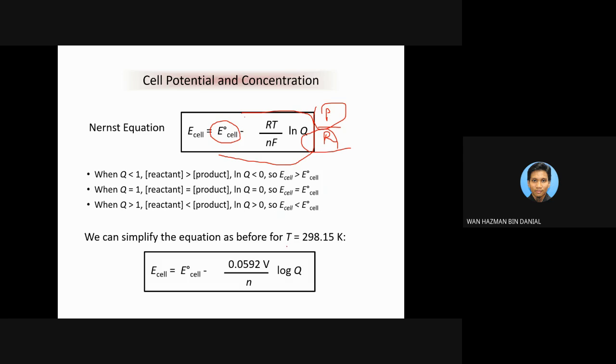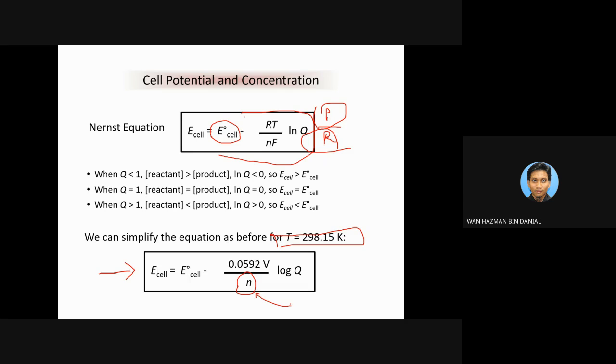So we can simplify the equations. For T, kalau T ni lah under standard temperature ni, 298 ni, standard room temperature. So you can simplify like this equation. So please remember this equation. E cell is equal to E node cell minus 0.0592 volt divided by N is the number of electrons involved in the reaction. Yang ni pun student selalu silap.